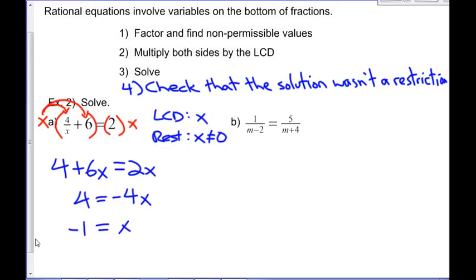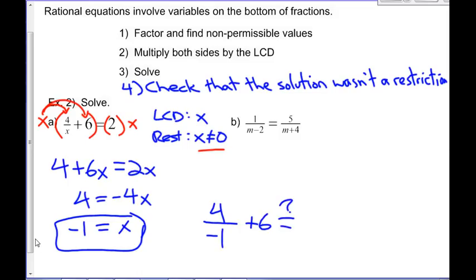We have to check, was that a restriction? No, the only restriction was x equals 0. This works. If you wanted to, you could sub it back in. So we could say 4 over negative 1 plus 6, does that equal 2? Yes, indeed it does. So x equals negative 1 balances the equation.